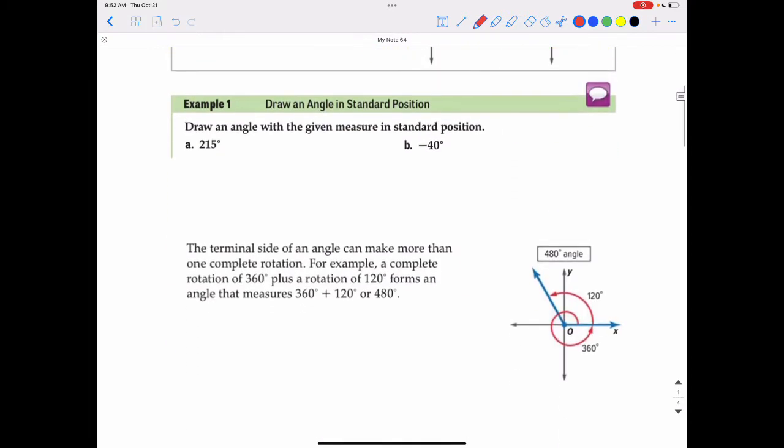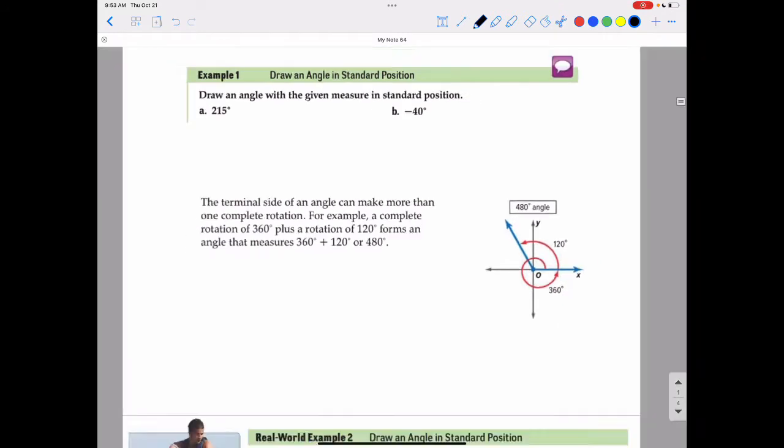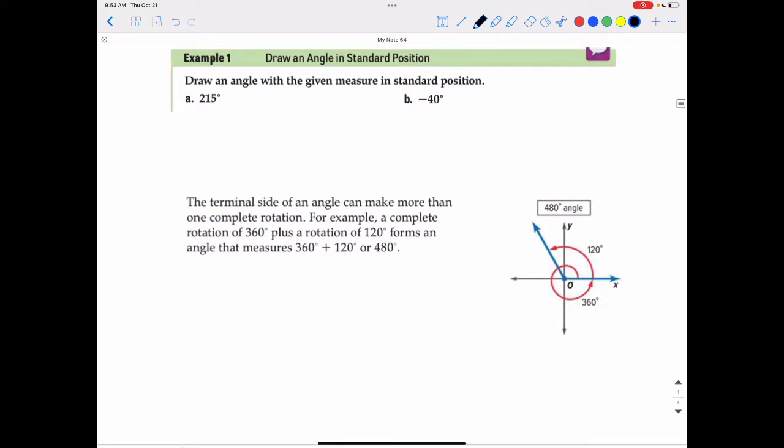So the first thing we're going to do here is to practice drawing angles in standard position on a standard XY coordinate plane. So draw an angle with a 215 degree measure. The first thing we're going to need is a set of axes. And we need the initial side, which is always going to be on the x-axis. So I'll highlight that in blue. And then the terminal side. This is a positive angle measuring 215 degrees.